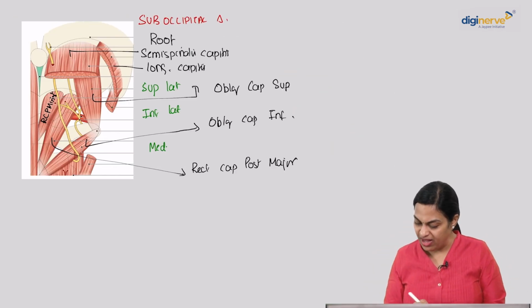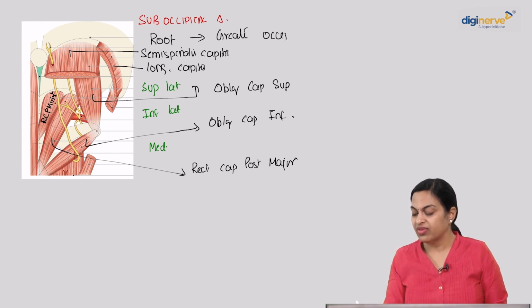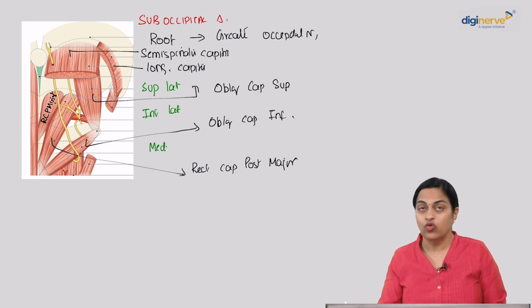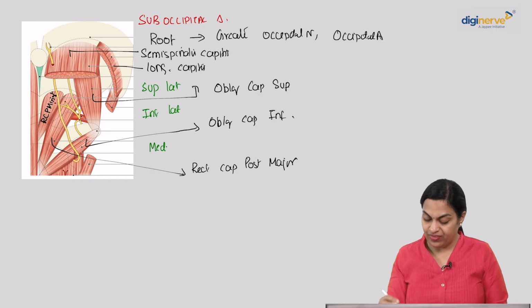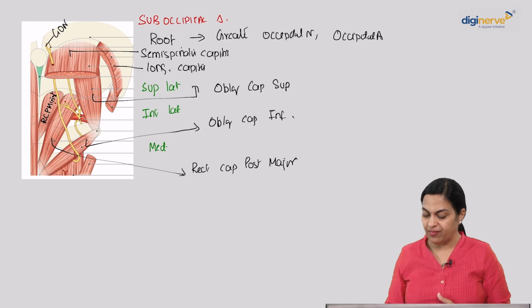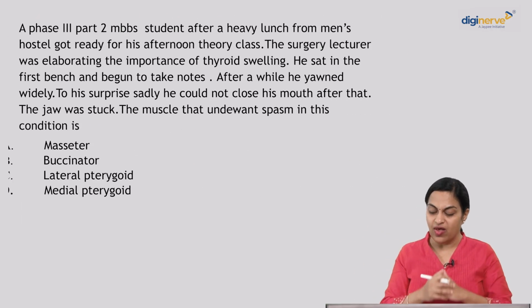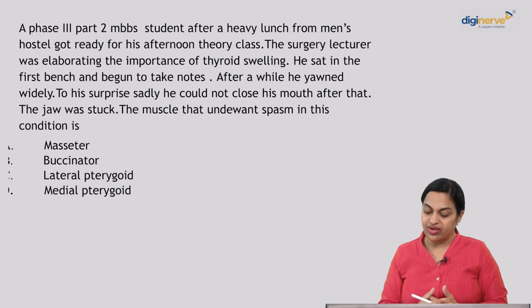I'll just add to this part. The roof will be related to the greater occipital nerve, and the supralateral part of it will be related to the occipital artery. So this is the greater occipital nerve. Okay, laterally the roof will be related to the occipital artery. So the boundaries, the contents of the suboccipital triangle is of course important. I'll read it out for you.